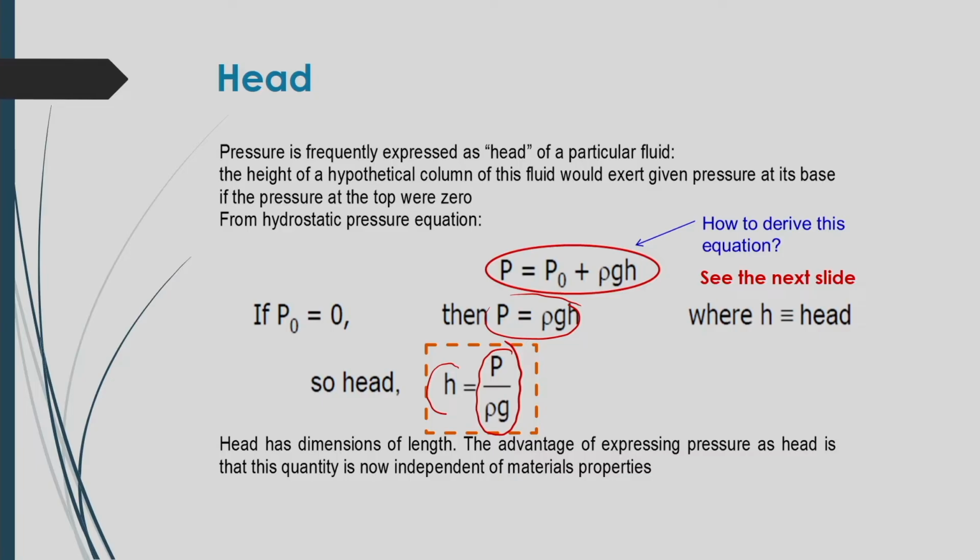So, pressure is sometimes represented by this head, and its unit is the unit of length, because this is simply height. You can get this from the equation: the unit for P is Newton per meter square, and after cancelling the units in the equation, finally you will get that the unit of head is length, or you can say meter. The advantage of expressing pressure as a head is that this quantity is now independent of the material properties. That is why sometimes pressure is represented by head.